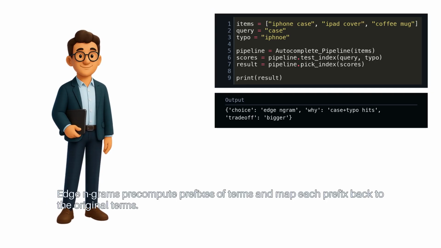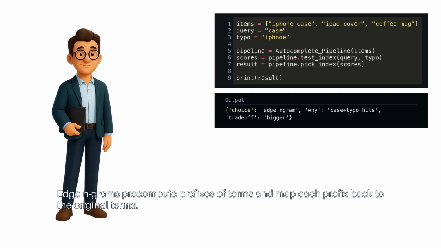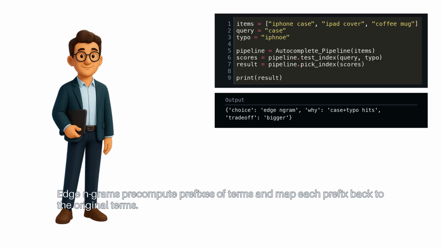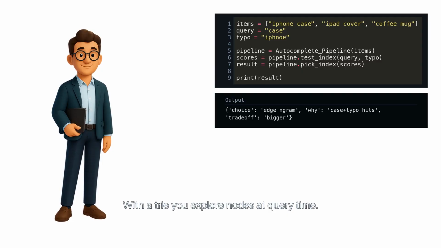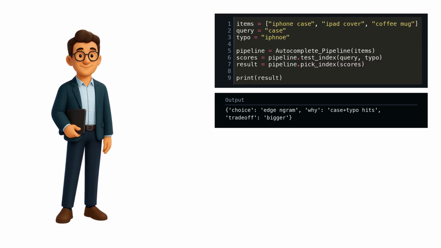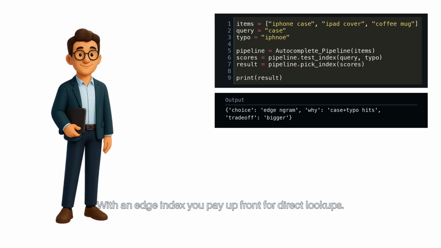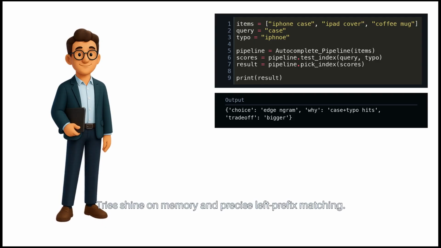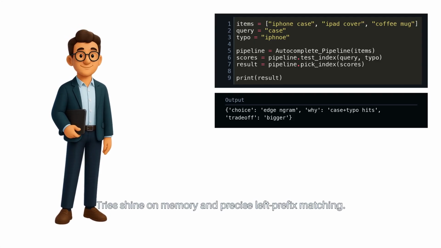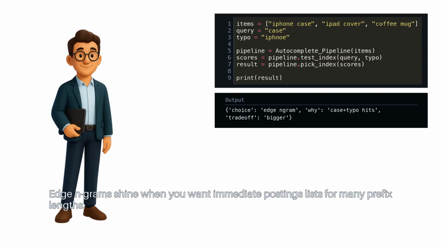Edge n-grams pre-compute prefixes of terms and map each prefix back to the original terms. With a trie, you explore nodes at query time. With an edge index, you pay up front for direct lookups. Tries shine on memory and precise left prefix matching. Edge n-grams shine when you want immediate postings lists for many prefix lengths.